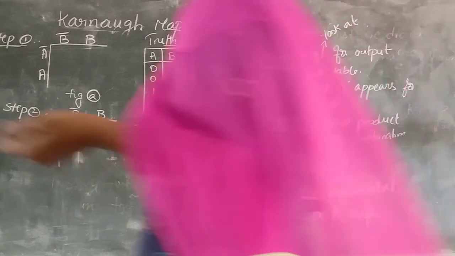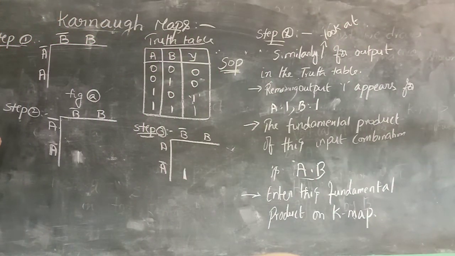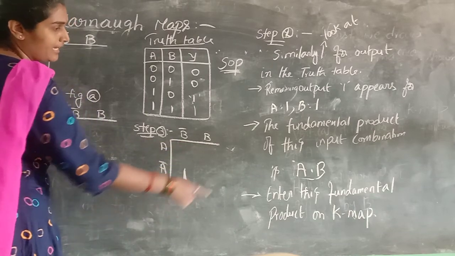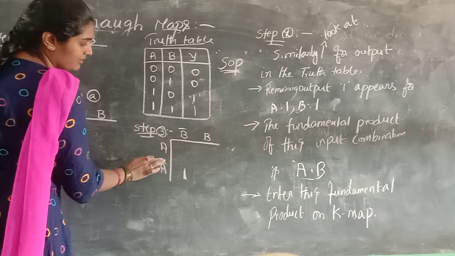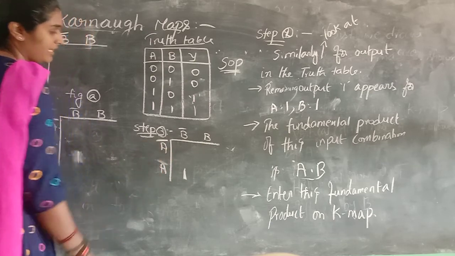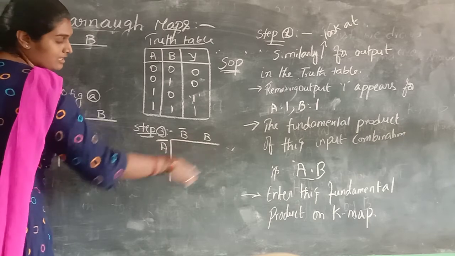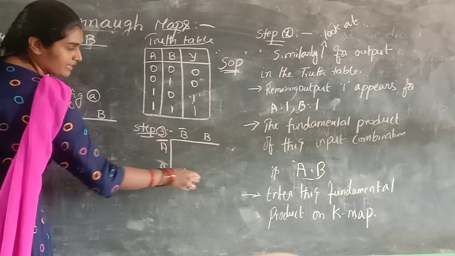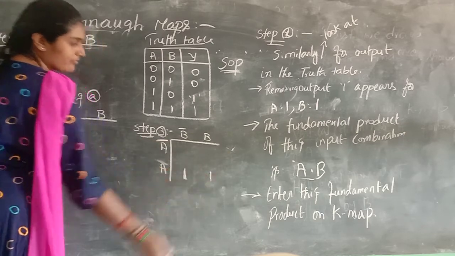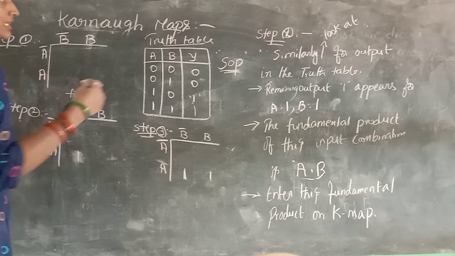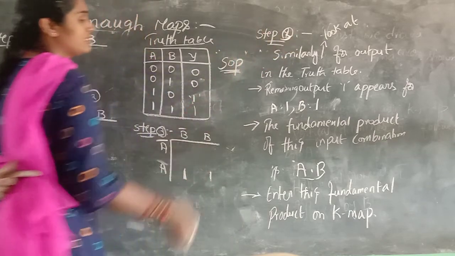Coming to the K-map for the third step, A dot B. Sorry, A bar A, for that A bar B. A dot B. You put 1 here like this. That is the third step.